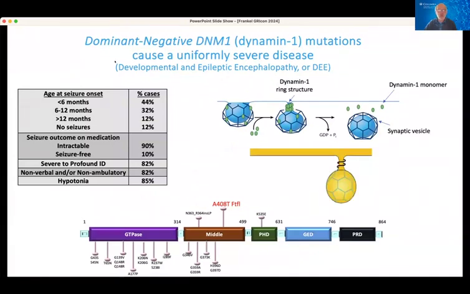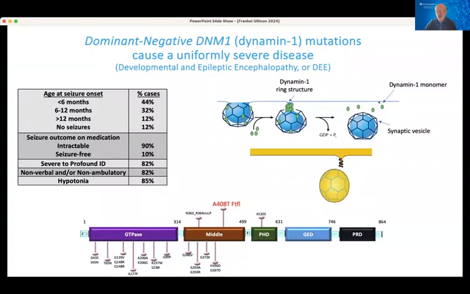So the gene I'm going to be talking about is called Dynamin-1, DNM1, which causes a uniformly severe form of this disease, this developmental and epileptic encephalopathy, or DEE. Most of the cases, a plurality, occur at less than 6 months of age. The phenotypes are largely intractable, also accompanied with severe, profound intellectual disability, nonverbal, non-ambulatory, and hypotonia.